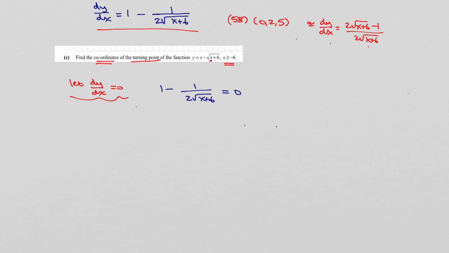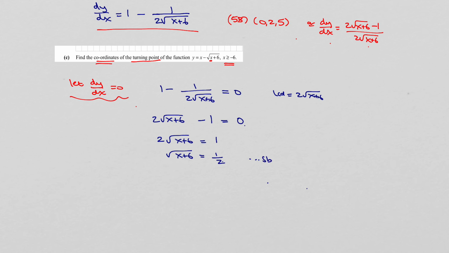So I'm going to multiply across by the lowest common denominator there, which is 2 root x plus 6. So 1 times 2 root x plus 6 is just 2 root x plus 6. And 1 over 2 root x plus 6 times 2 root x plus 6 is just going to be minus 1. And then 0 times 2 root x plus 6 is, of course, 0, because 0 times anything is 0. So bringing everything to one side there, then I have 2 root x plus 6 is equal to 1. So root x plus 6 is equal to a half.